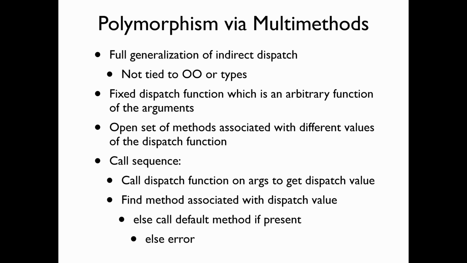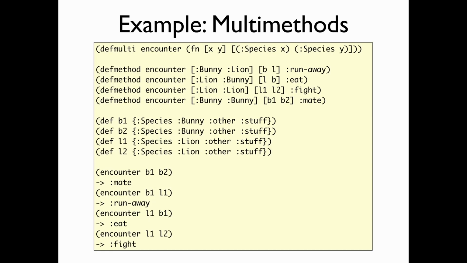So let's look at that to make it a little bit clearer. I'm going to define a multi-method called encounter. Here I've done something very verbose, but a lot of these multi-methods become very easy. You can supply a function that already exists. Here I'm defining a function on the fly, and this dispatching function is going to take 2 arguments, and it's going to pull out the species of each argument and return that in a little tuple, a little vector.